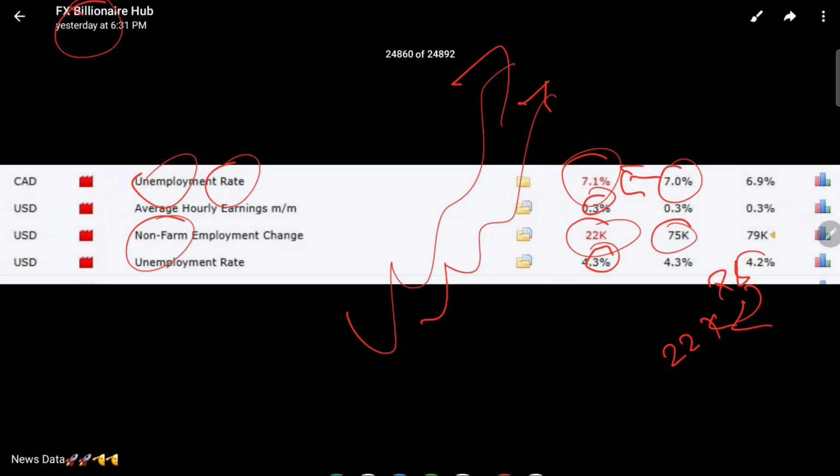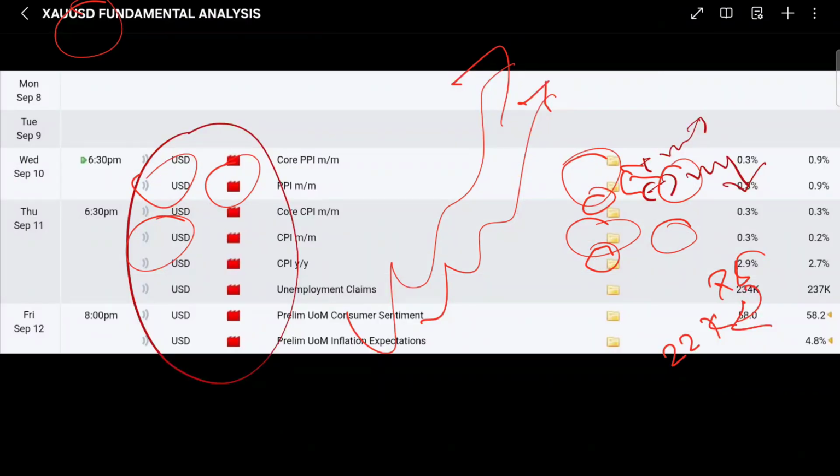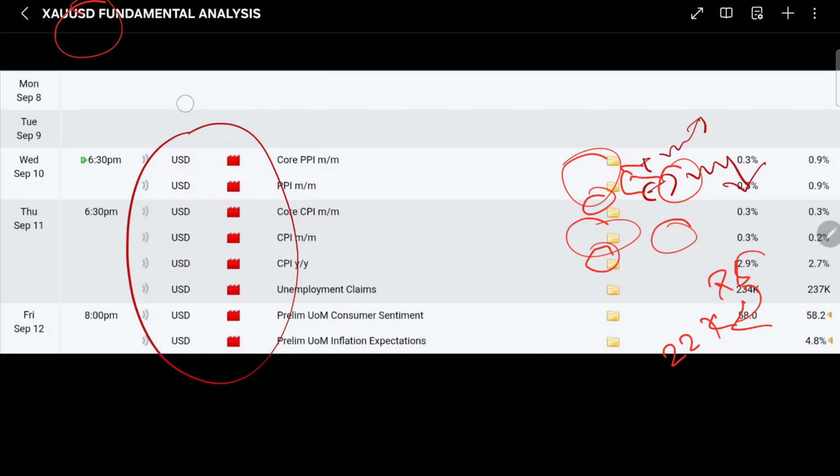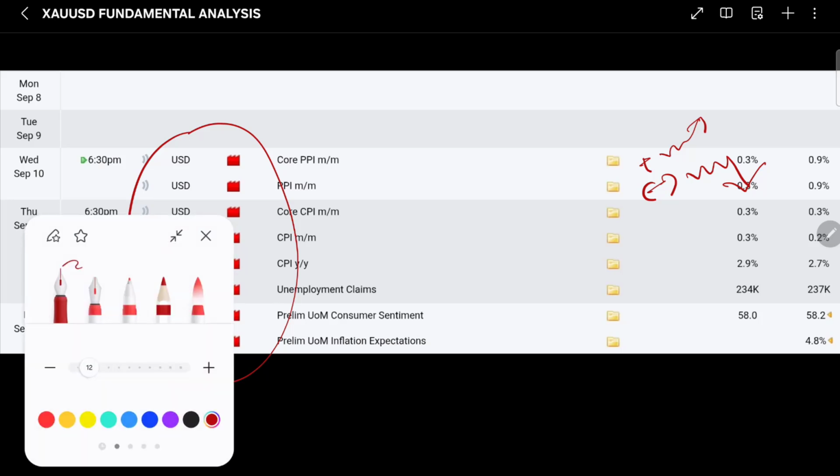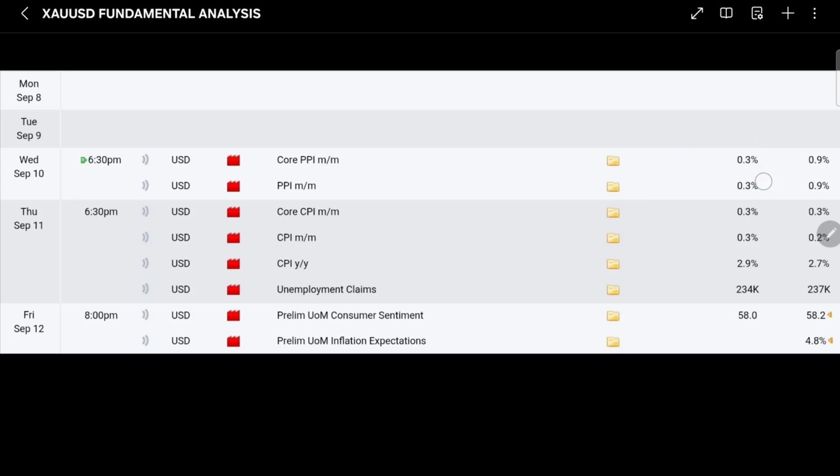So let's get back into our fundamental analysis. Let's remove all of our previous drawing, and as you can see there is a lot of things to work on, a lot of things to talk about. As I said before, if data come with positive value, we will sell gold. If data come with negative value, we will buy gold.